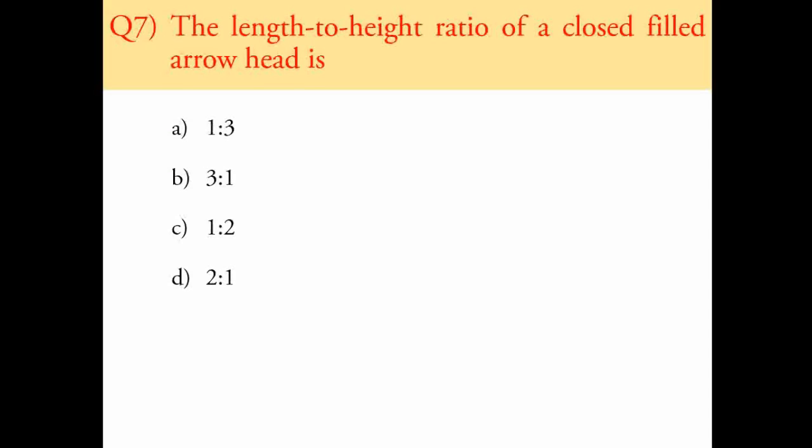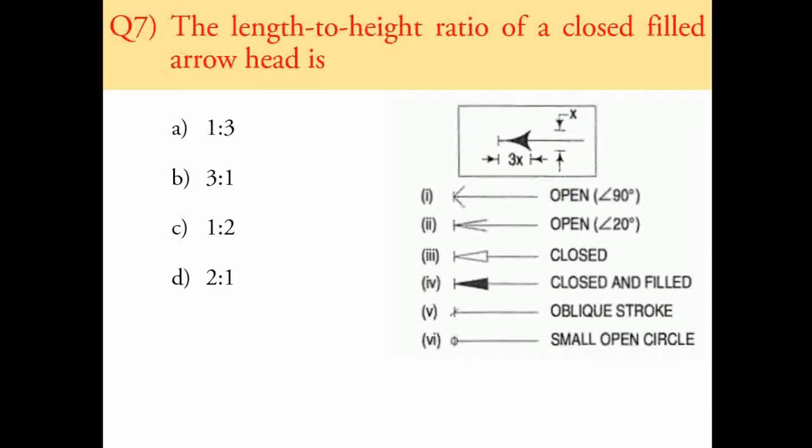Now once again, just have a look at the question. Length to height means the first term is length: how much length should be there for the filled arrow and how much height. So before giving the answer, just have a look at the information regarding the types of arrows and what the actual dimensions are. Here you can observe there are 6 types of arrows, the ways in which we can represent the dimensions. Out of that, the open-ended arrow, open arrow, closed and filled arrow, oblique stroke and small dot, the closed and filled arrow is what we use for drawing purposes.